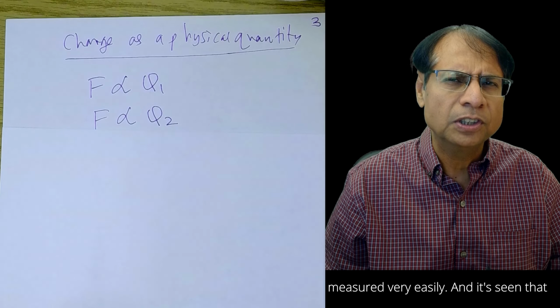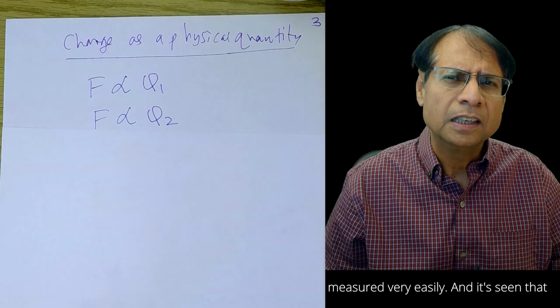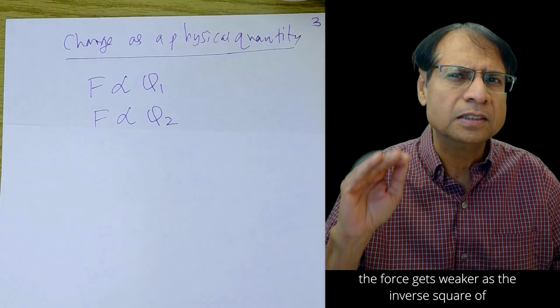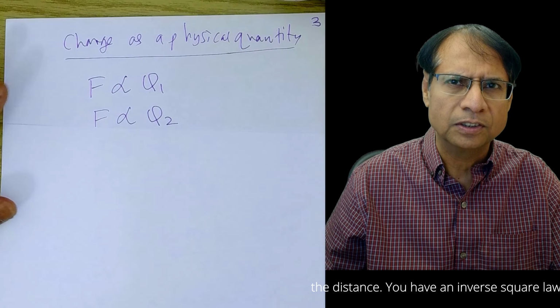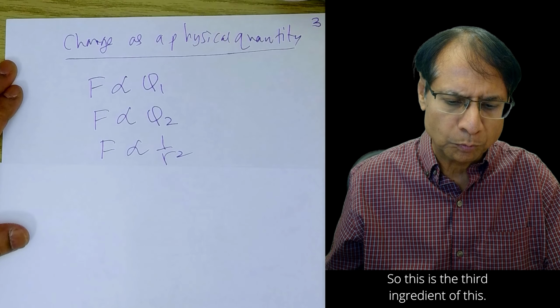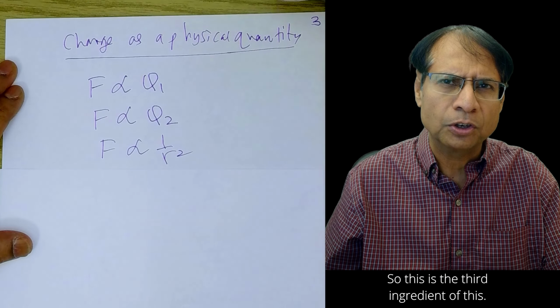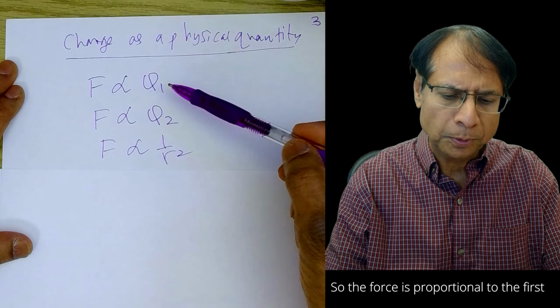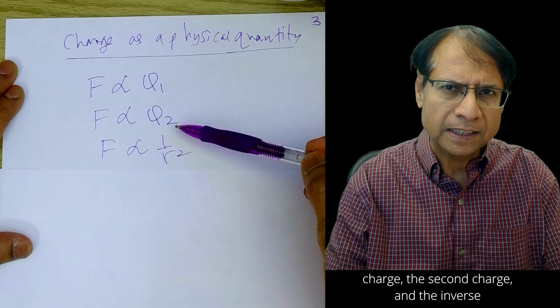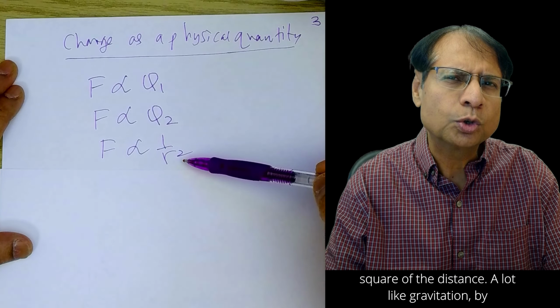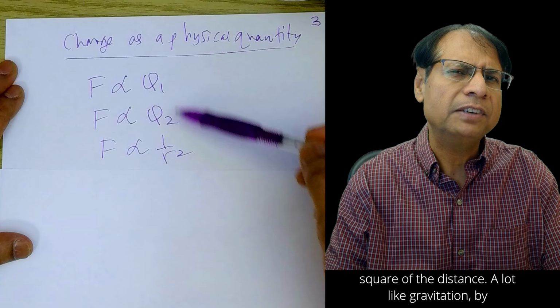This can be measured very easily, and it's seen that the force gets weaker as the inverse square of the distance. You have an inverse square law. So this is the third ingredient of this. So the force is proportional to the first charge, the second charge, and the inverse square of the distance. A lot like gravitation, by the way.